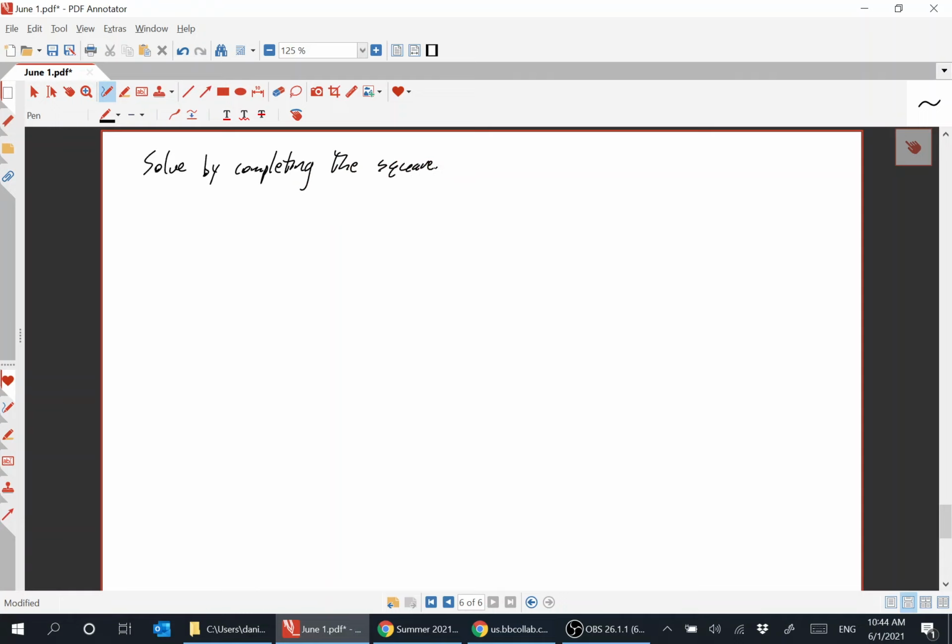So x squared plus 6x minus 2. Okay, does this one factor? This one doesn't factor, right? Because 2 is going to be 2 and 1, right? And then plus 2 minus 1, minus 2 plus 1, whatever, isn't going to get you to 6. No way. So it doesn't factor.